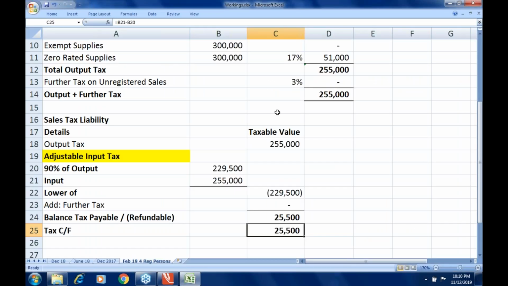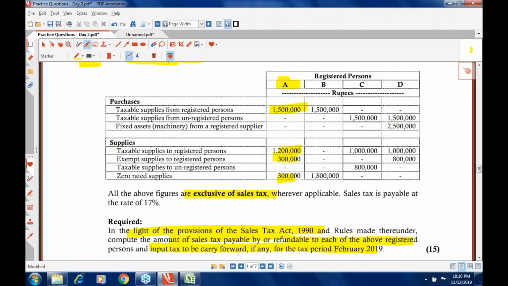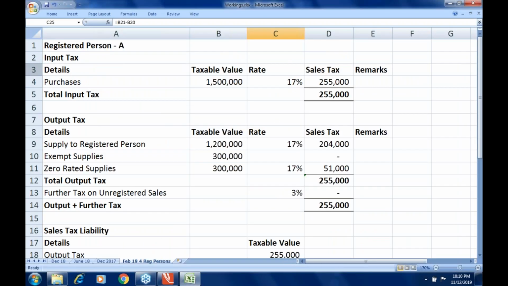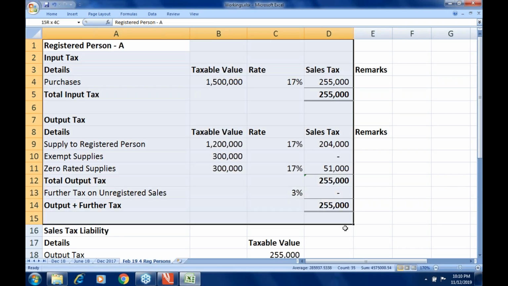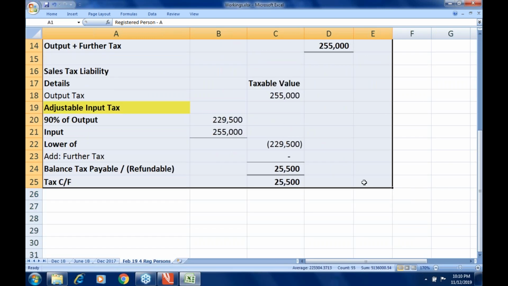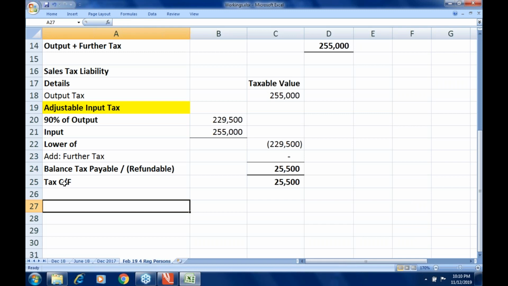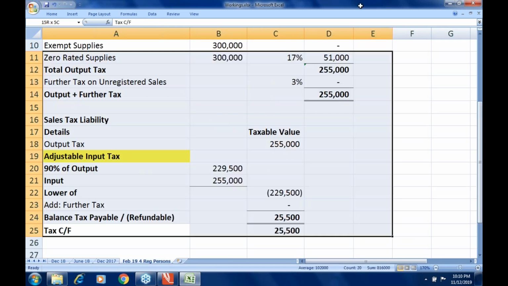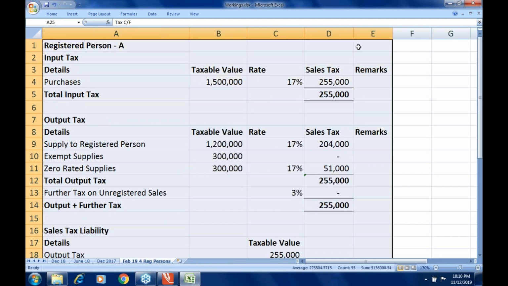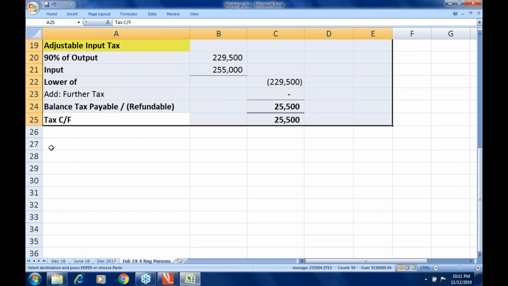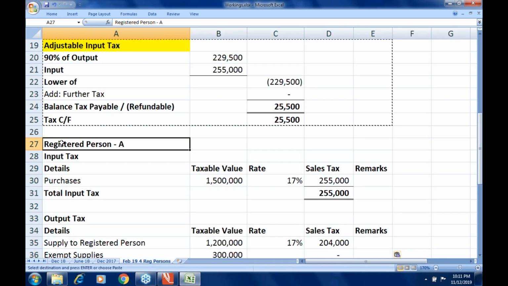Okay, let's move forward and let's talk a bit further. Now let's talk about registered person B. So what I'm going to do is that I'm just going to copy this whole calculation for registered person B.